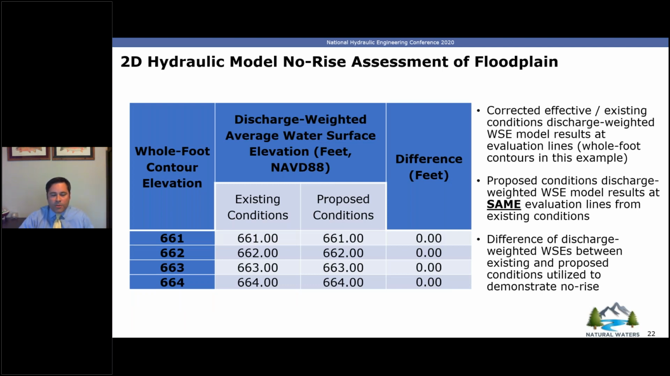And finally, once you follow that process of getting the existing conditions model ran, developing the evaluation lines, running the proposed conditions, and then assessing the discharge weighted water surface elevation at the same evaluation lines, you're able to do a difference. And it's this difference that is used to demonstrate whether or not you have a no rise. So in this case, and again, this is just as an example, the 1 foot water surface elevation contours, 661, which was the downstream boundary, all the way through 664 were evaluated, and ultimately the existing conditions and the proposed conditions met the no rise criteria.